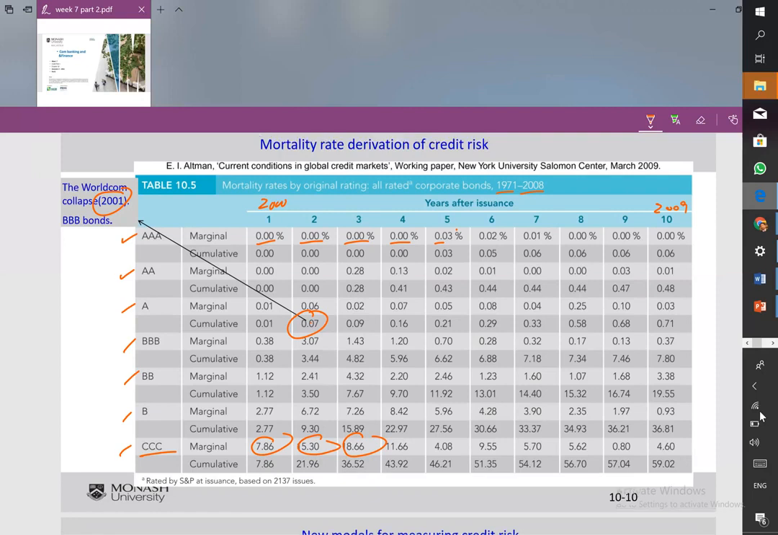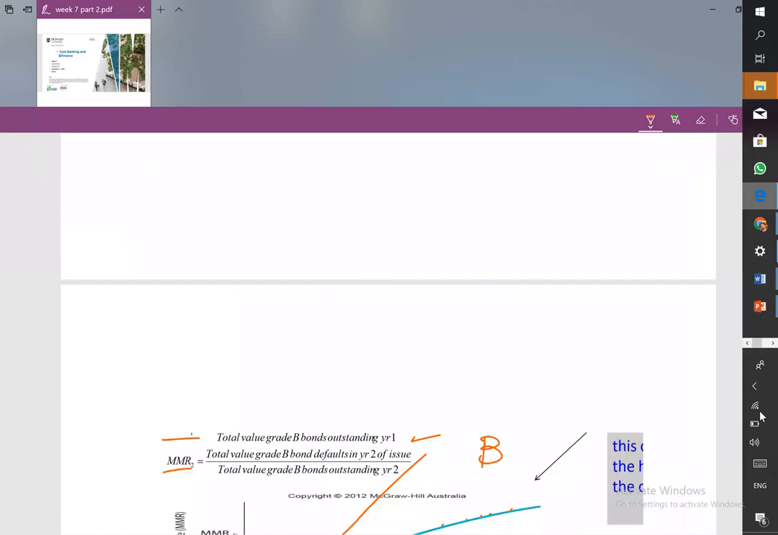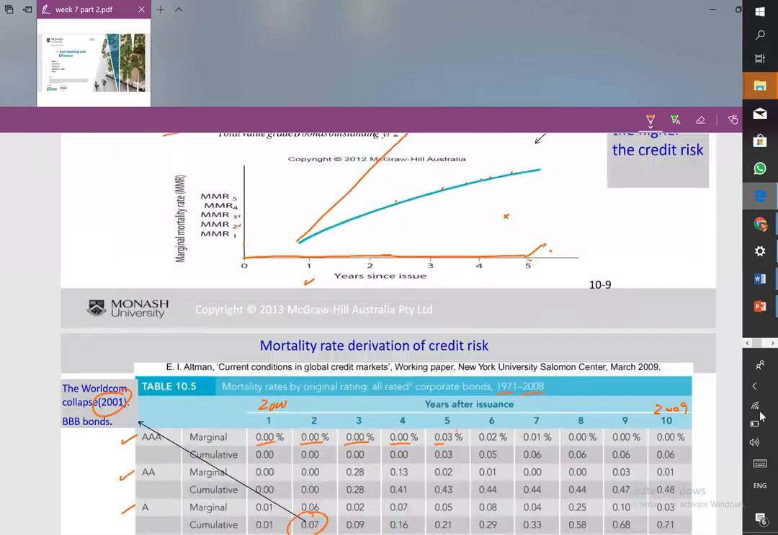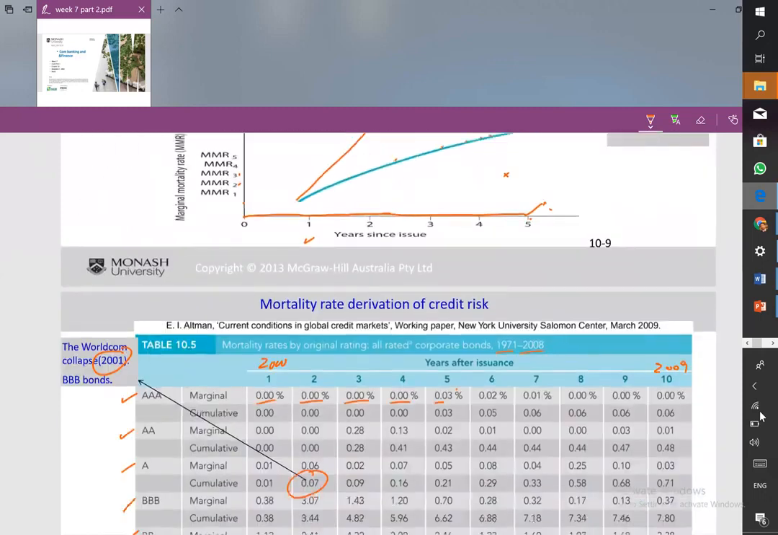So all we want you to know is this graph and how it works in MMR. I think I'm done for this part.